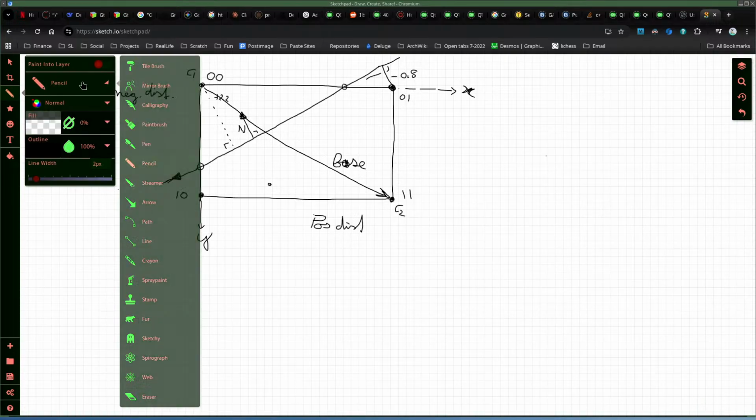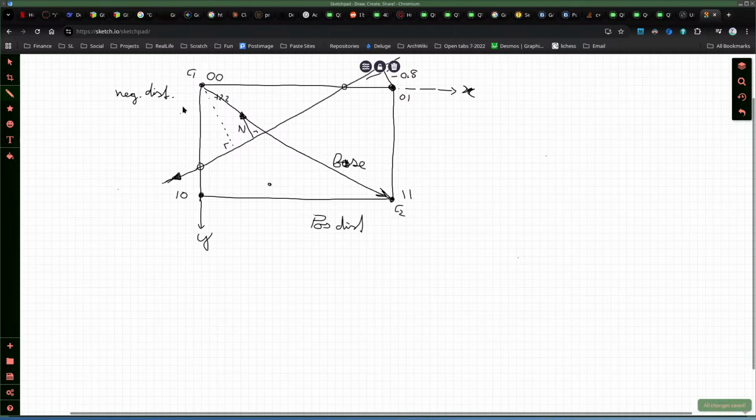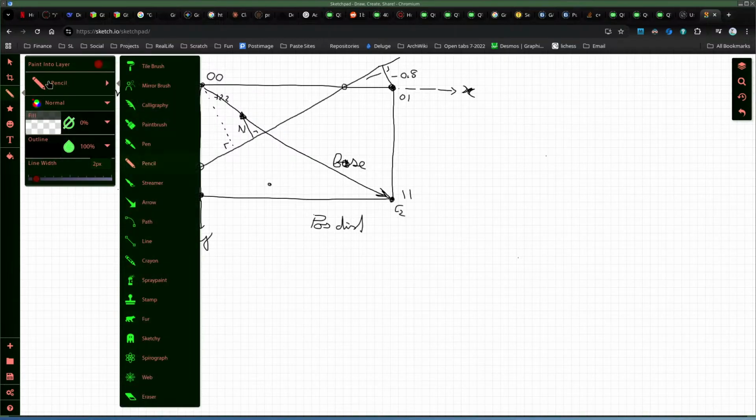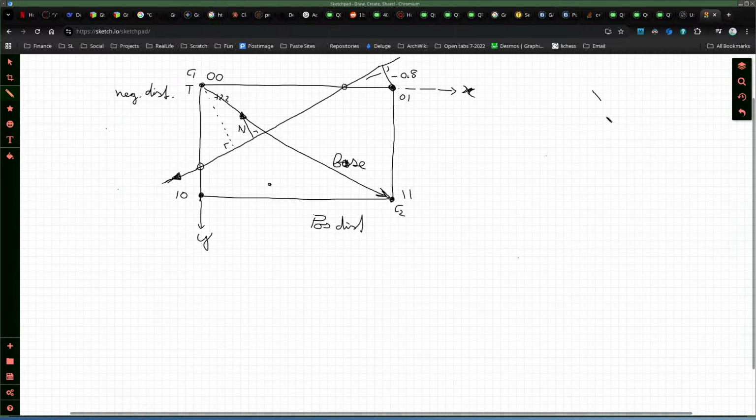Seriously. It's doing the weird thing again. True. See, that suddenly selects stuff. Stop selecting stuff. Paint into a layer. Penalty. I have to turn that on or what?